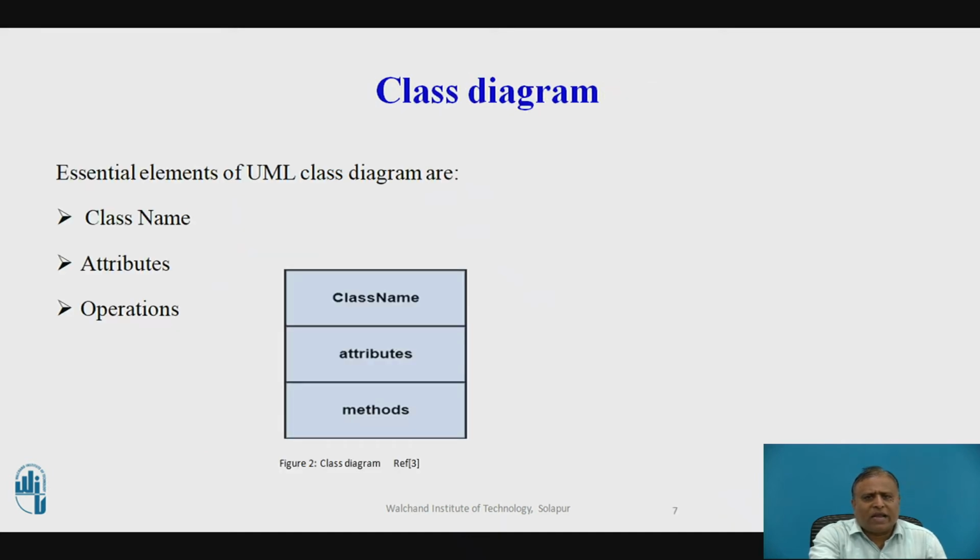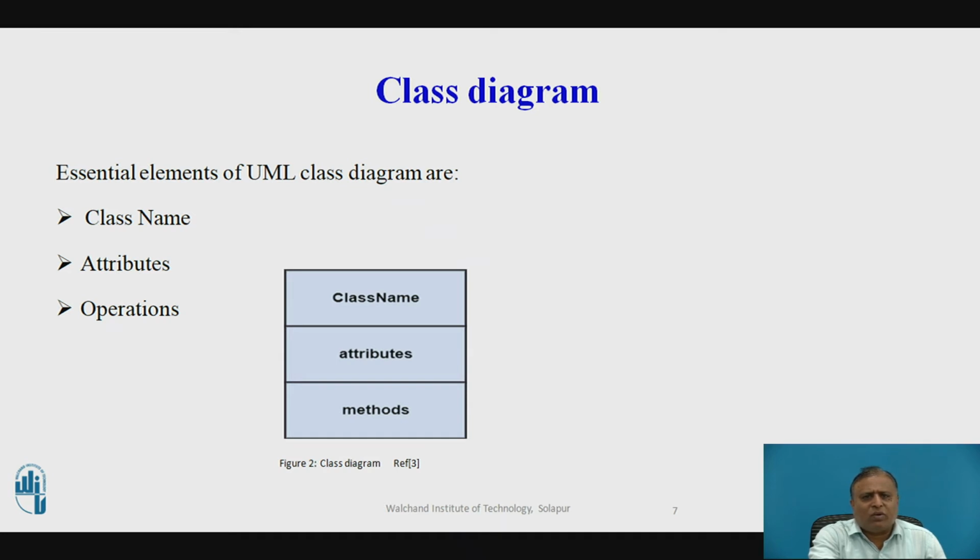The next part is the class diagram. A class diagram defines the types of objects in the system and the different types of relationships that exist among them. It gives a high-level view of an application. This modeling method can run with almost all object-oriented methods.